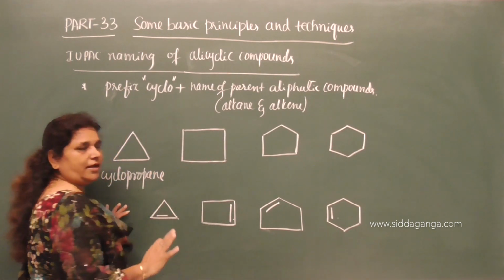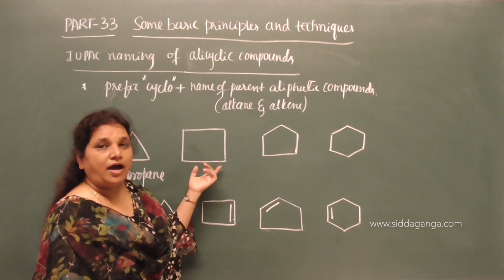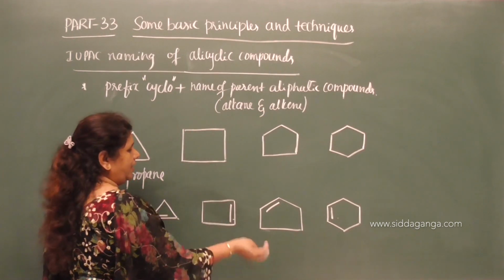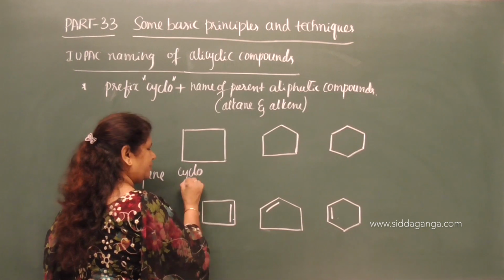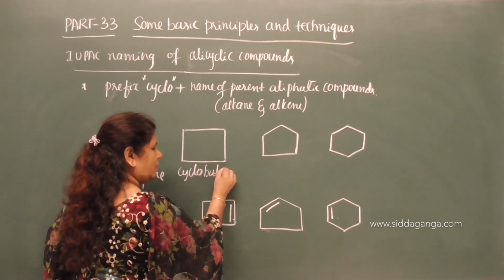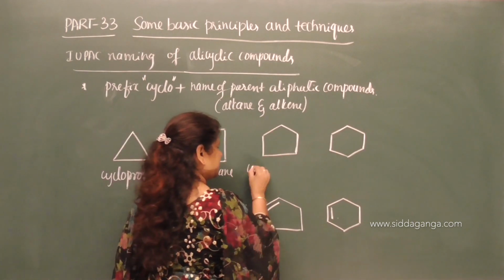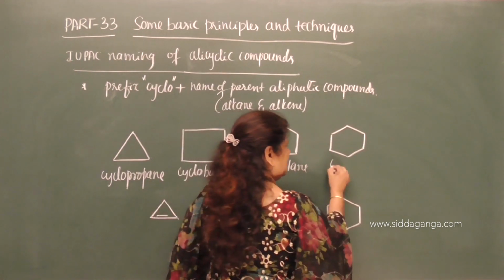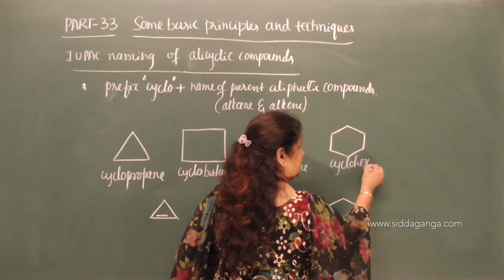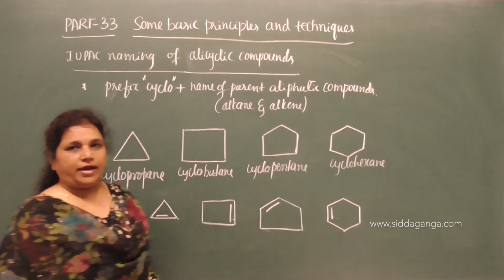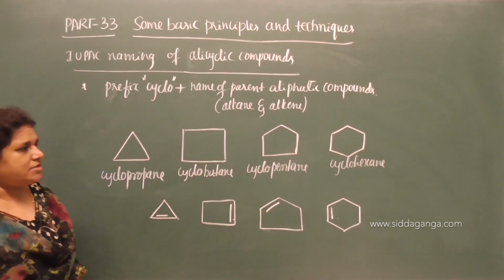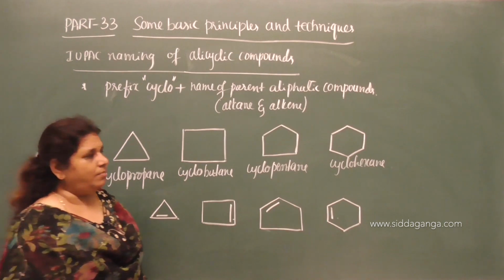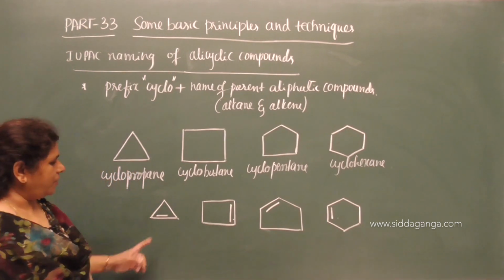4 carbon atoms are there. This is also a derivative of alkane, because only single bonds are there. The 4 carbon alkane is butane, and hence with the prefix cyclo it is cyclobutane. With 5 carbon atoms it is cyclopentane, and this is cyclohexane. With 6 carbon atoms, the parent alkane is hexane and we use the prefix cyclo before the name of the alkane.